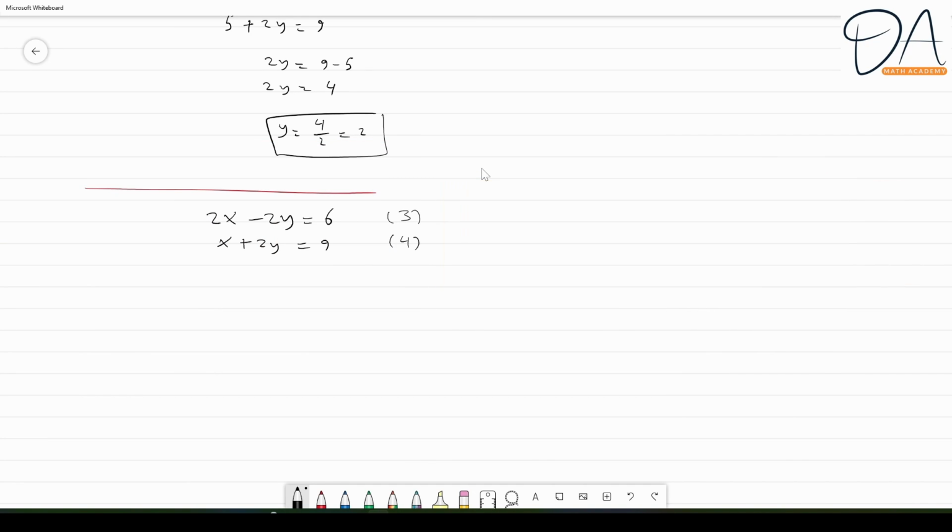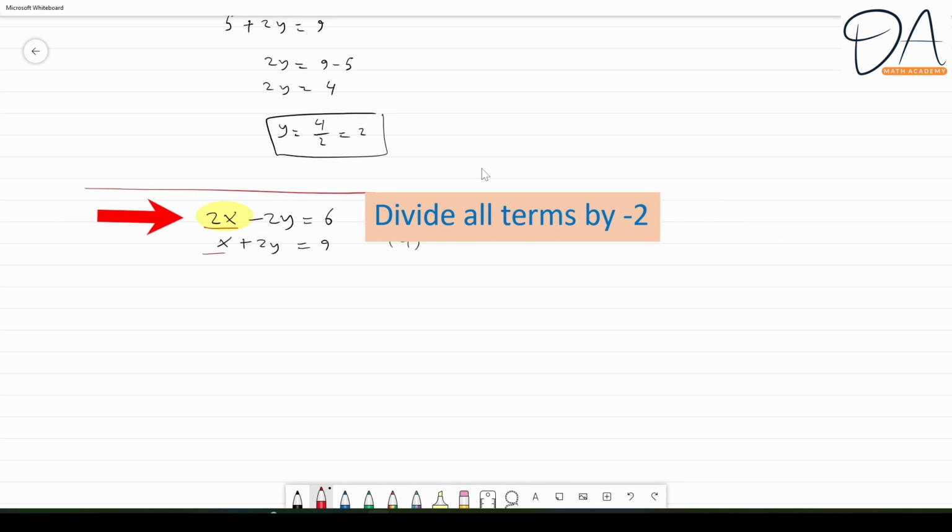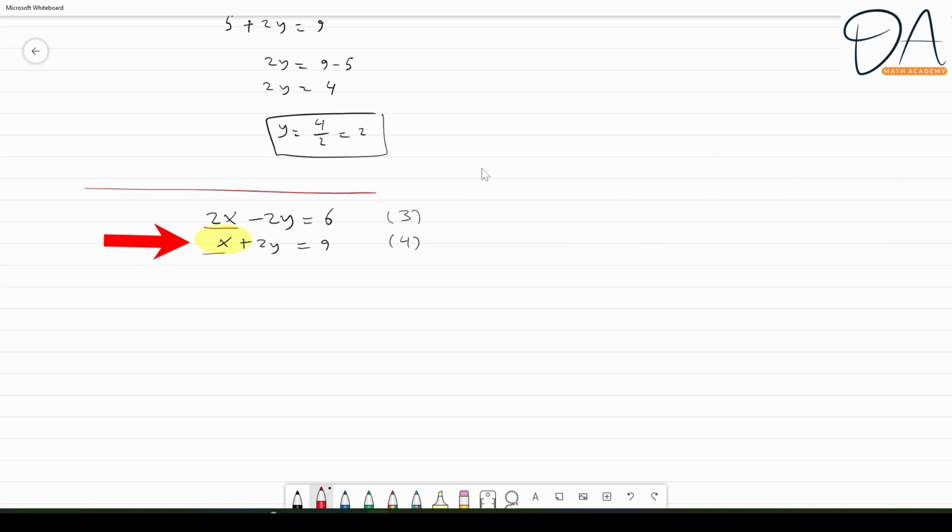Now, to get rid of x, we can see that in the first equation the coefficient of x is 2, and in the second one it is 1. So we are trying to make them opposite. One way is to make the first one minus 1, or to make the second one minus 2 by multiplying by minus 2. In general, we will go for multiplication. Division may result in fractions, so we don't want fractions. It's much easier to work without fractions. So we'll go with multiplication. We'll take equation number 4 and multiply it by minus 2.